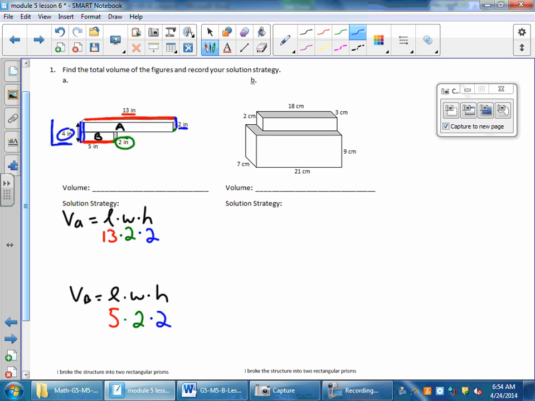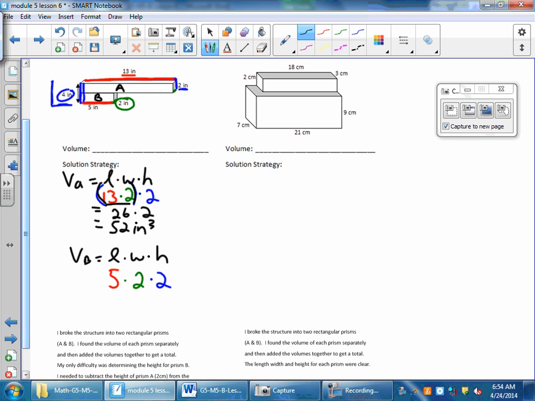Okay, now I can group them any way I want. I'm going to group length times width, 26 times 2. 26 times 2 is 52 inches cubed. That's the volume of structure A.